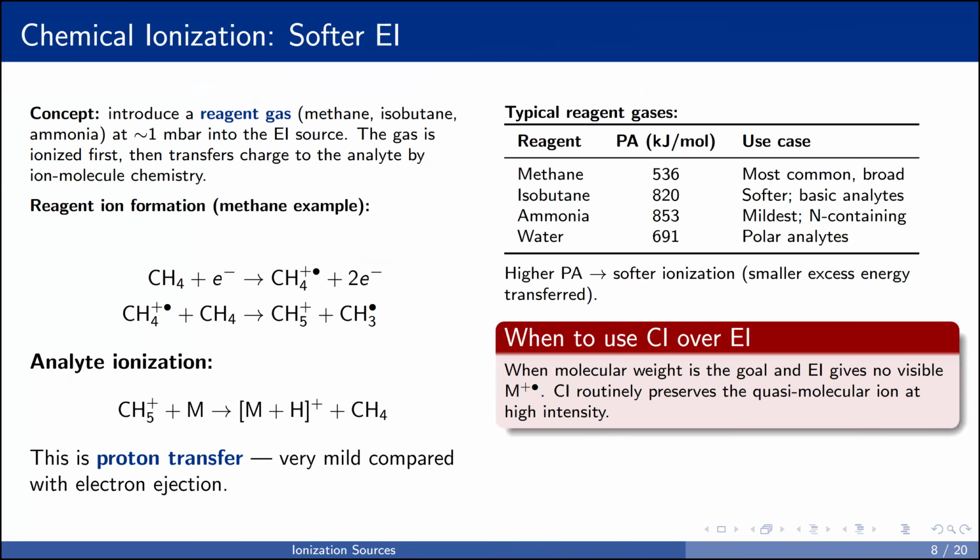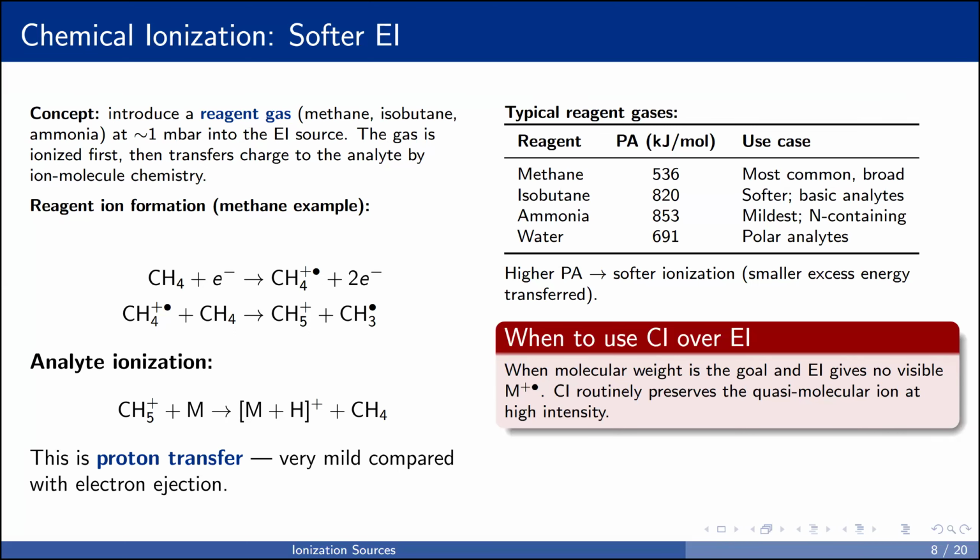Chemical ionization was invented in 1966 by Munson and Field at ESSO, now Exxon. The motivating problem was that EI was destroying the molecular ion in many petroleum hydrocarbons that they were trying to characterize. They needed a softer method. The CI idea is elegant.